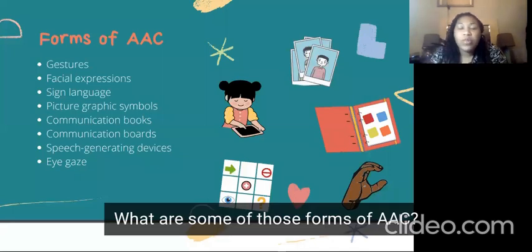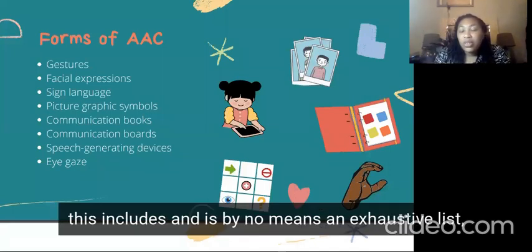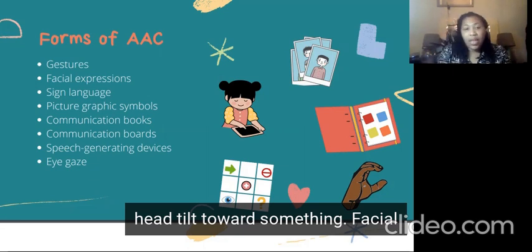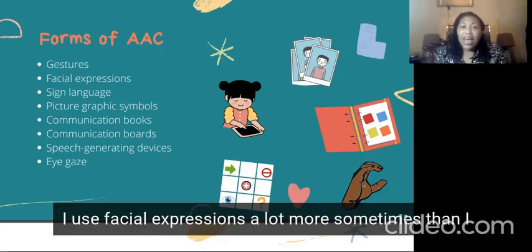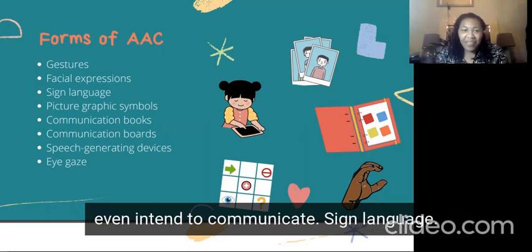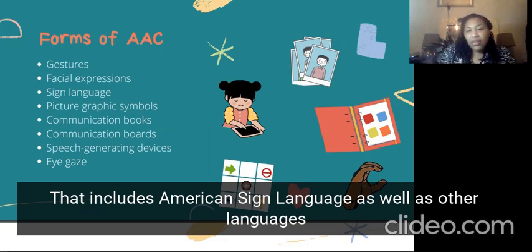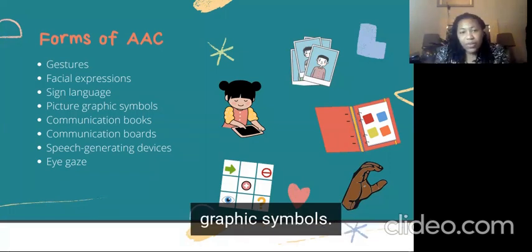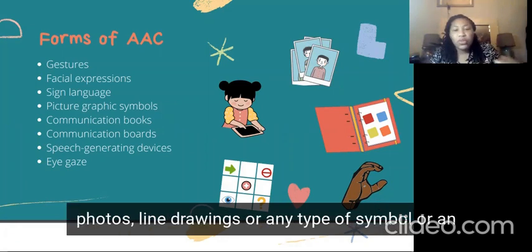What are some of those forms of AAC? This is by no means an exhaustive list, but it includes gestures, like pointing or even a head tilt towards something. Facial expressions, I use facial expressions a lot more sometimes than I even intend to communicate. Sign language, so that includes American Sign Language as well as other languages or dialects, and even modified signs like baby sign.